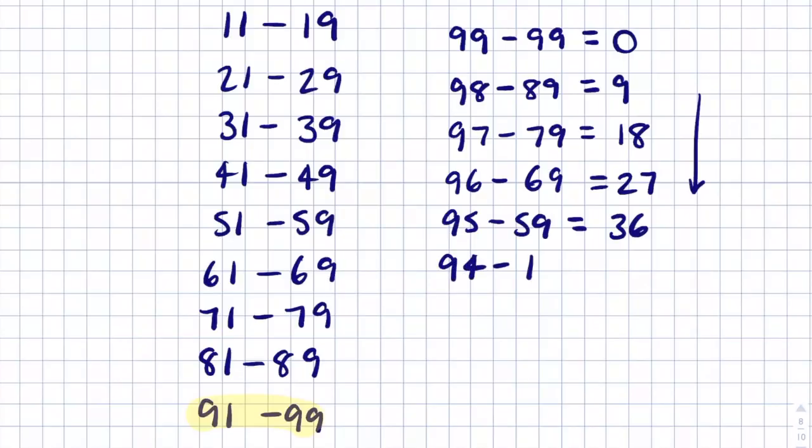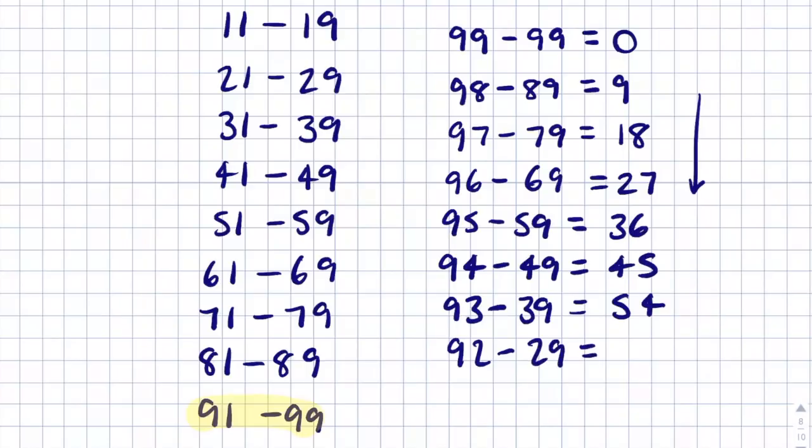And then 94 subtract 49 is going to give me an answer of 45. 93 subtract 39 is going to give me an answer of 54. 92 subtract 29 is going to give me an answer of 63. And lastly, 91 subtract 19 is going to give me an answer of 72. And what you should be able to see is that this is the largest possible difference we could have, because 91 is the largest digit that we can reverse in order to get the largest difference.